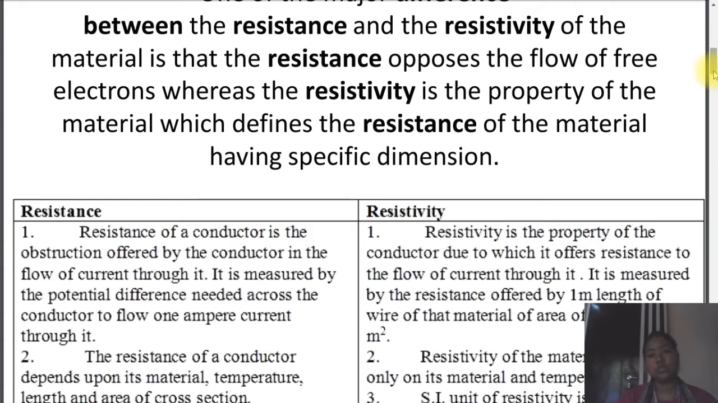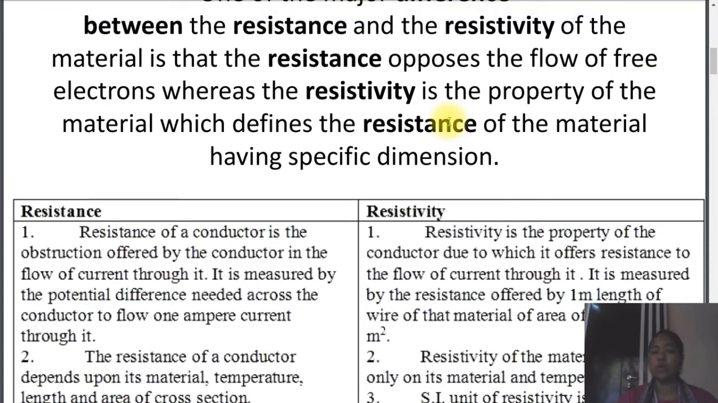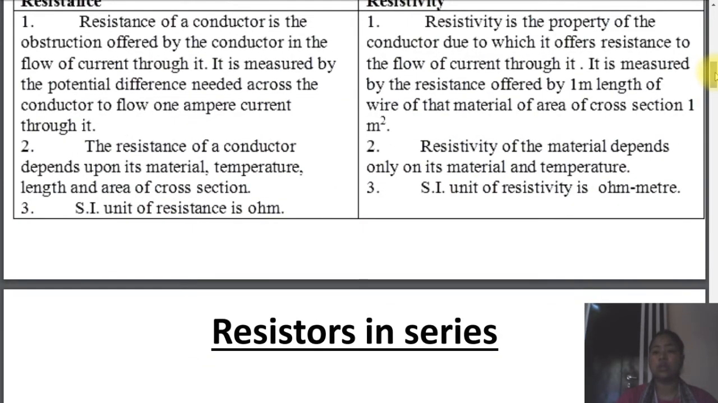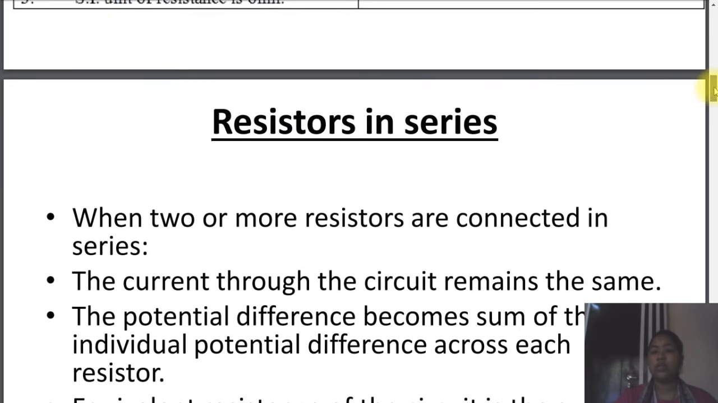Resistance opposes the flow of free electrons, whereas resistivity is a property of that material, which defines the resistance of the material having a specific dimension. I hope we have one table in our NCERT book in which we have the resistivity of the different materials. All of you just go through that table. Then you can understand the difference between the resistivity of the metals, alloys and the insulators. Got it? Done.